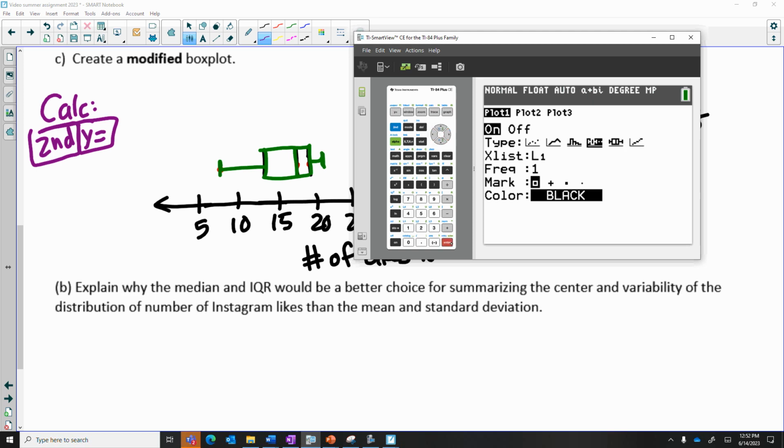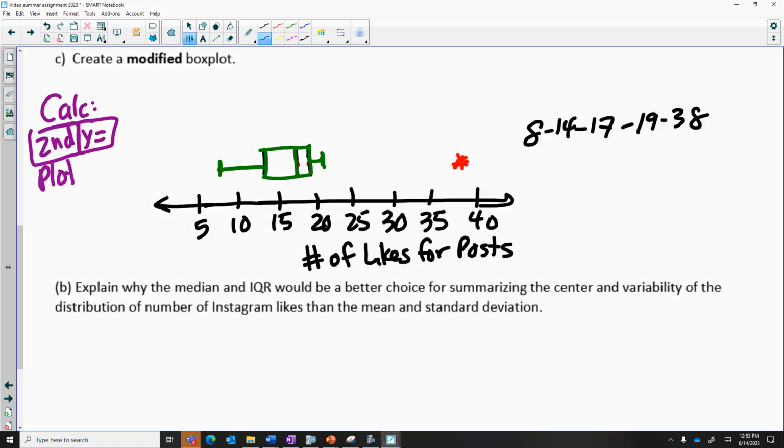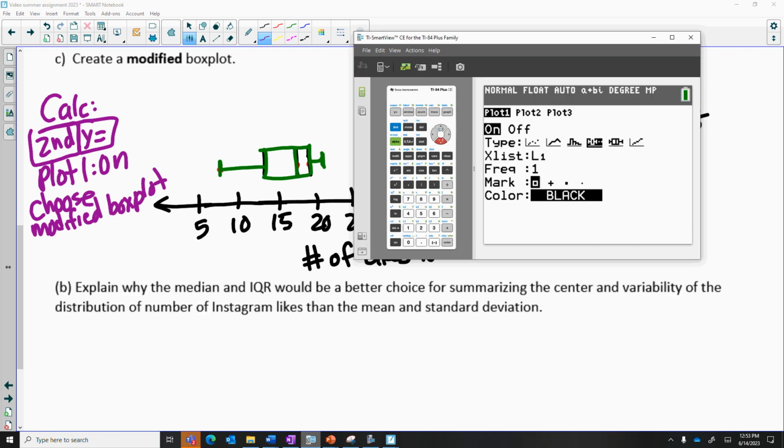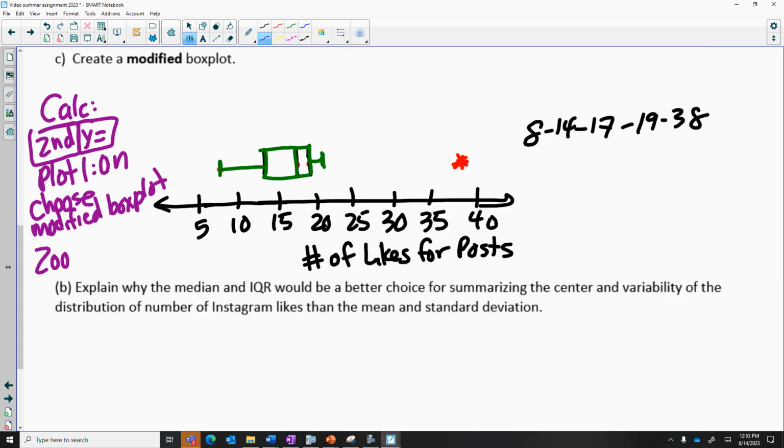Notice it has little dots separated from the whiskers. That's going to indicate outliers. And then you're going to make sure your list says L1, frequency 1. Okay, I'm going to write that down first. So we press second y equals, we do plot 1 on, and then choose the modified box plot, which is the third one from the right. And then once you're there, you're going to press zoom 9, which is zoom stat. Zoom 9, zoom stat. And let's see what we got.